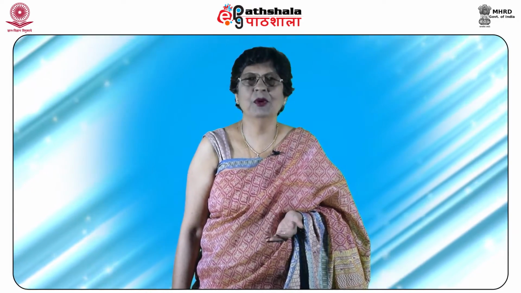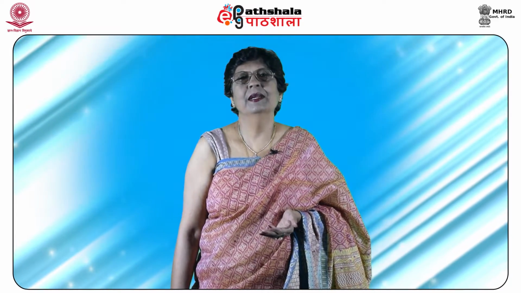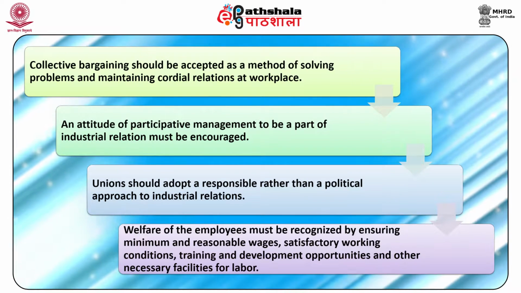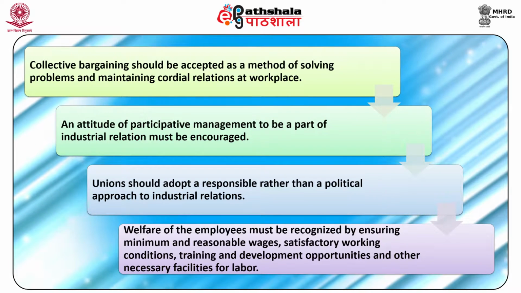Let us discuss the various suggestions to improve industrial relations. The various ways to improve industrial relations are: number 1, personnel policies related to compensation, transfer, promotion, etc. of employees must be fair and transparent. Clear communication of all the policies to employees is a must. 2, management and labor both should try to maintain a cordial relation and attitudes to each other. 3, employers' organizations and trade unions should be able to deal with industrial relations problems mutually and freely. 4, collective bargaining should be accepted as a method of solving and resolving problems and maintaining cordial relations at workplace.